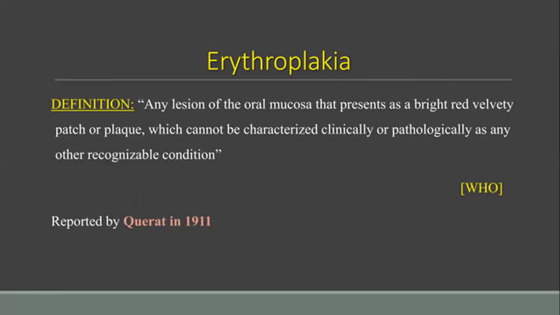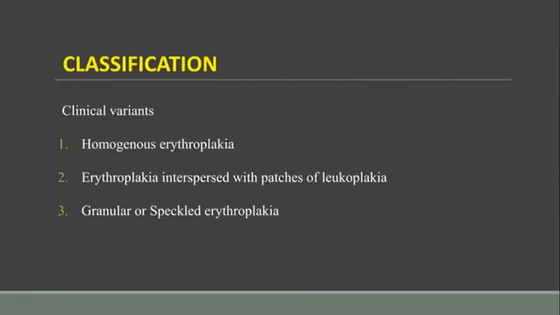We are also going to talk about erythroplakia. The definition given by the World Health Organization is that erythroplakia is any lesion of the oral mucosa that presents as a bright red velvety patch or plaque, which cannot be characterized clinically or pathologically as any other recognizable condition. So the definition, I would say, is quite similar to leukoplakia, but still there is a difference.